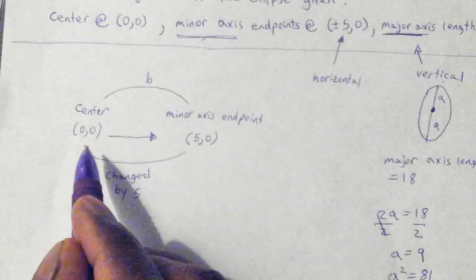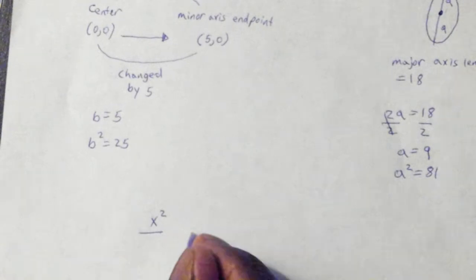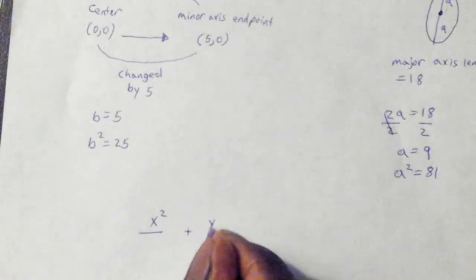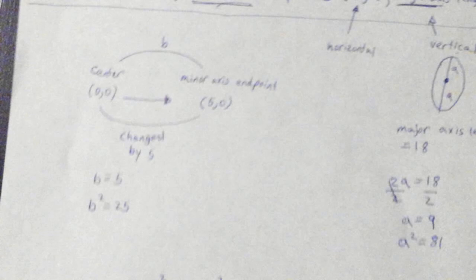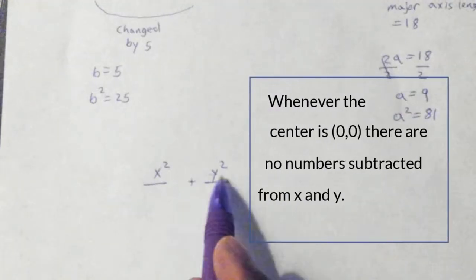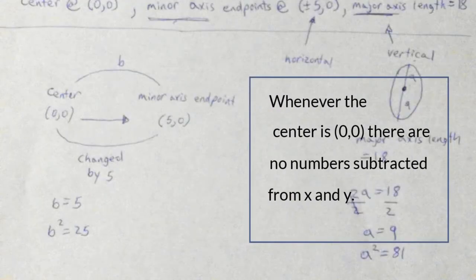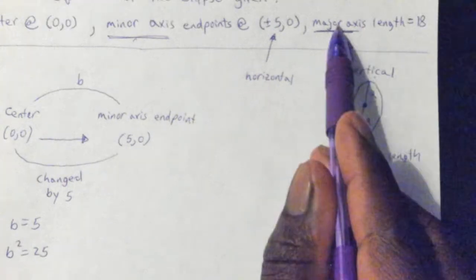So let's write our equation. First of all, the center was at 0, 0. So just like in the previous example, we know that we're just going to have x squared and y squared in the numerator. The second thing is we want to figure out where do we put those two numbers, the b squared and the a squared.